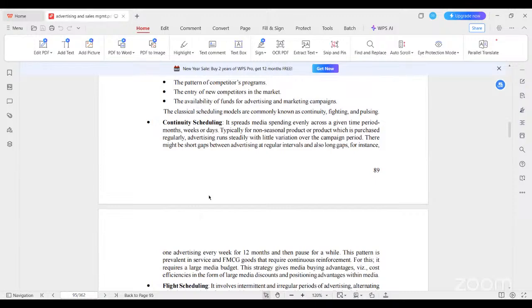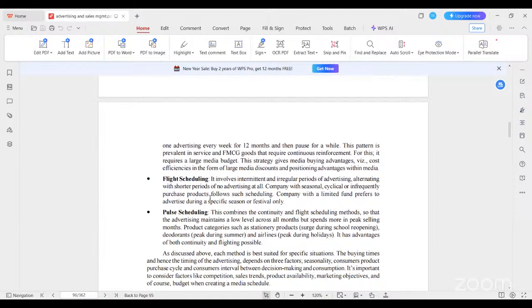Next, flight scheduling. It involves intermittent and irregular periods of advertising, alternating with shorter periods of no advertising at all. Companies with seasonal, cyclical, or infrequently purchased products follow such scheduling. A company with limited funds prefers to advertise during a specific season only.